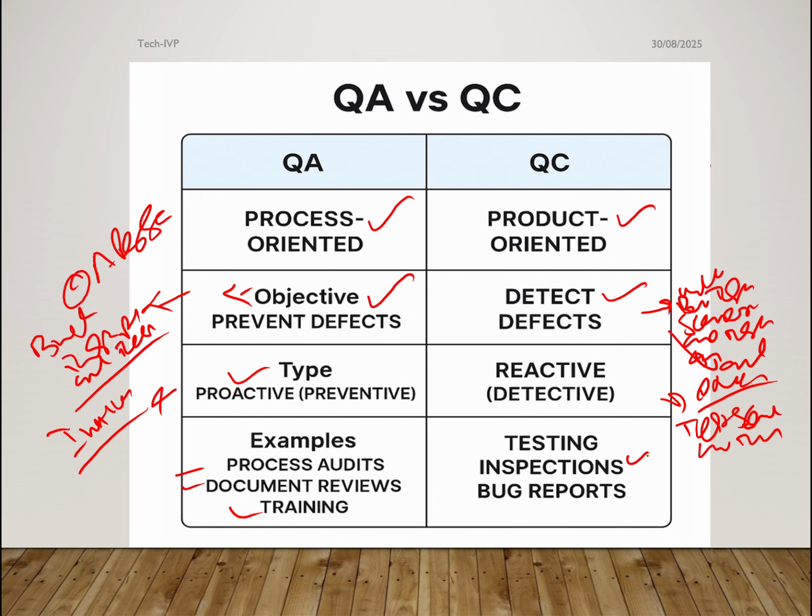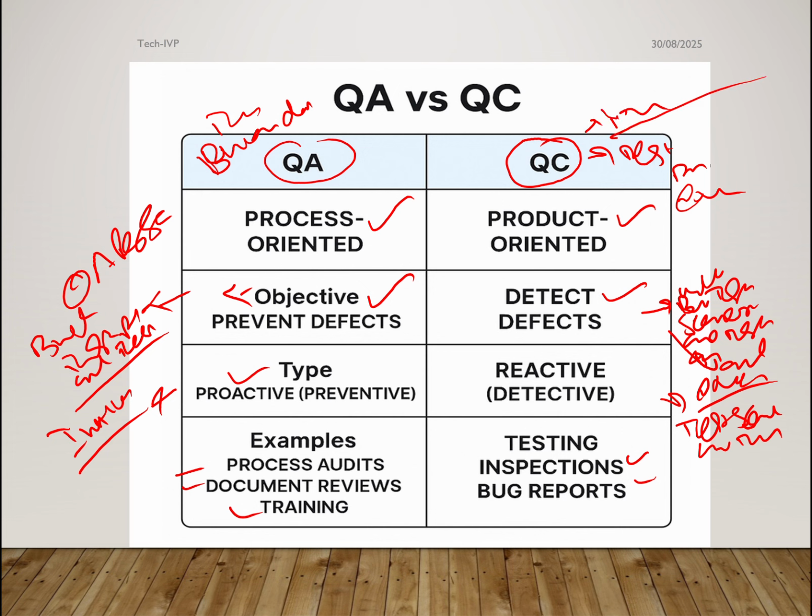But here, inspection and bug reporting mean that in QC we directly execute the product. Here we also test the product, but on the document level, while in QC we do testing at the actual level. So I hope you understand QA and QC.